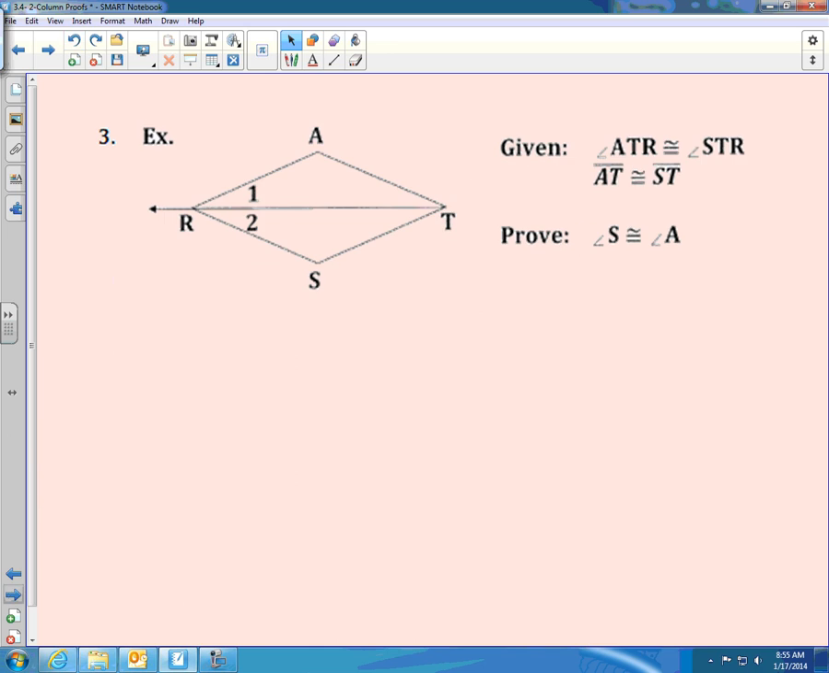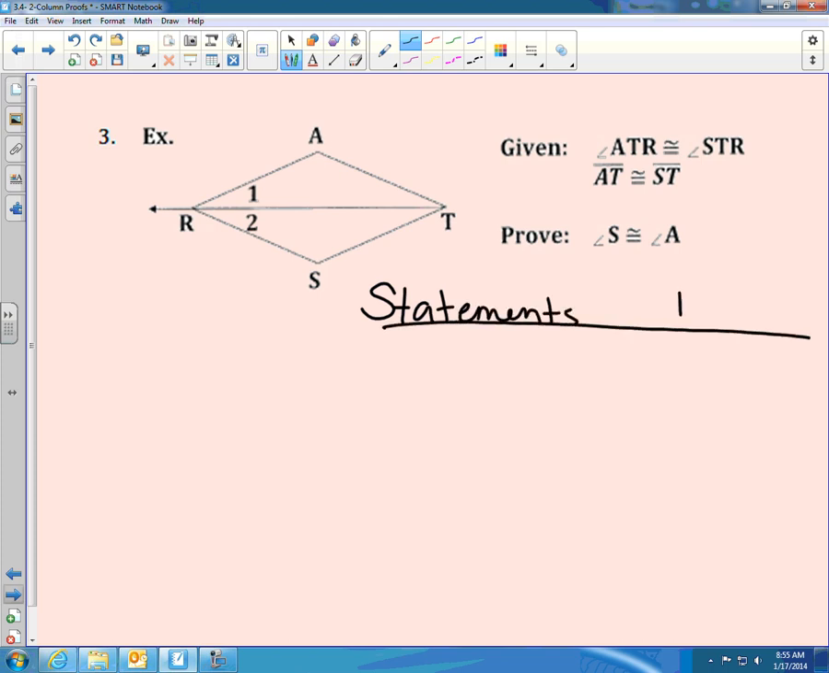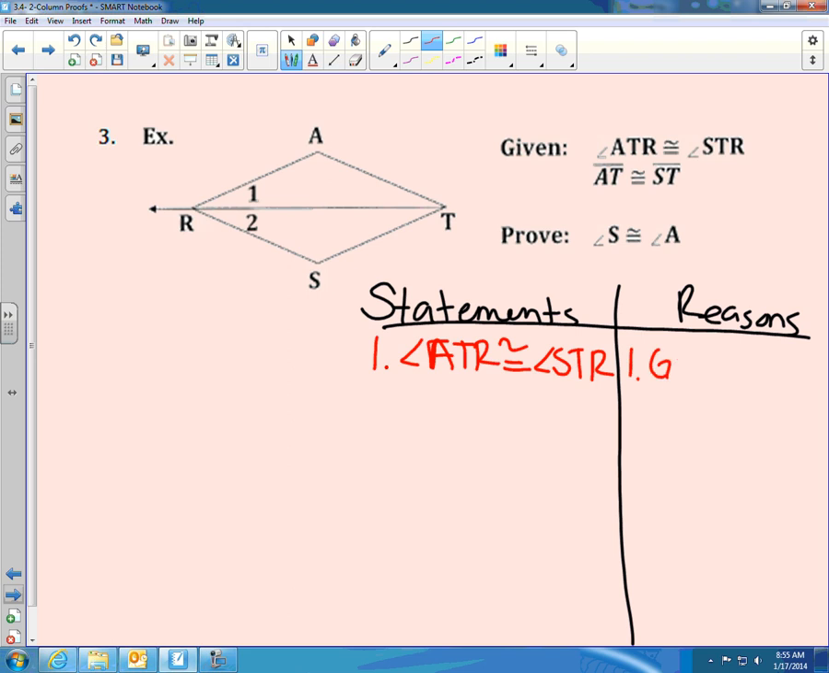Okay, so now number 3, we have a statements and reasons column. And we are going to, again, start with our givens. So angle ATR is congruent to angle STR, and that's a given. And notice it's not marked in here. So ATR is this angle, and STR is this angle. So those angles are congruent. 2 says AT is congruent to ST, and that's another given.